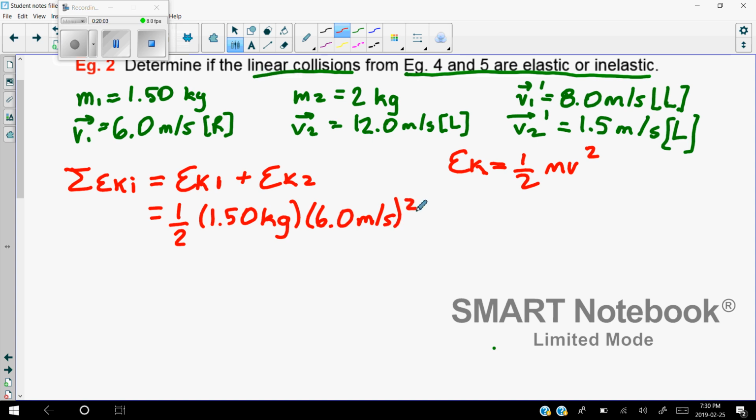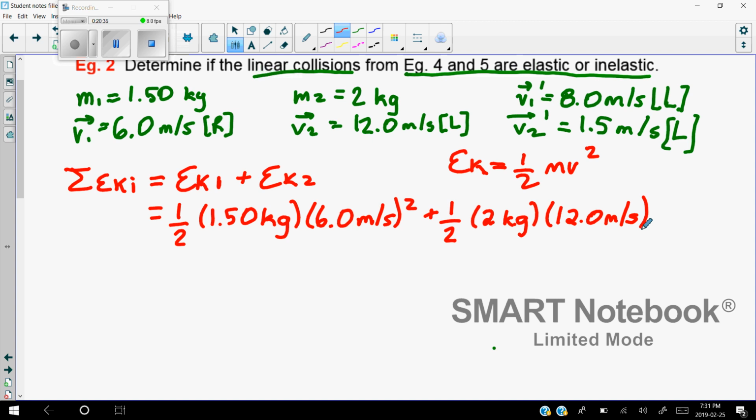Note that if the directions are different, so one's going to the right and one's going to the left, you're squaring them. So even if it's a negative number, it still comes out positive. So direction isn't as important here as it is everywhere else. Okay, 1/2 times 2 kilograms. So we're on to object 2, and times 12 meters per second.